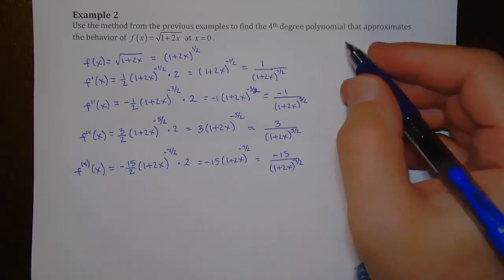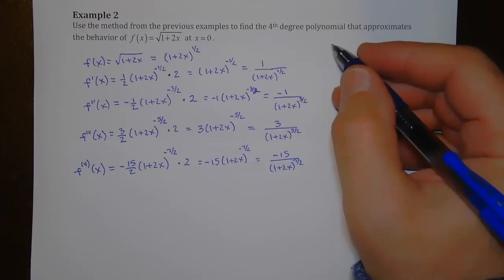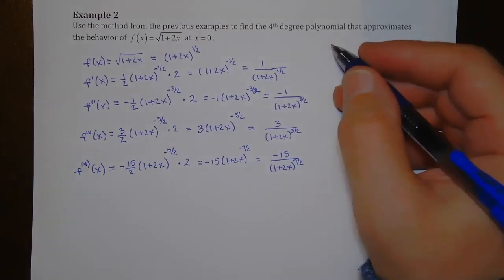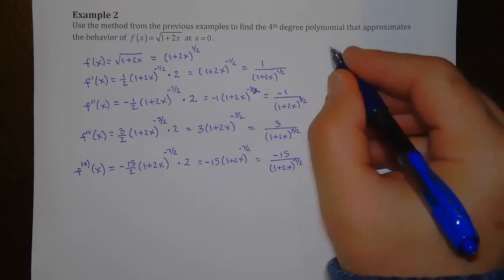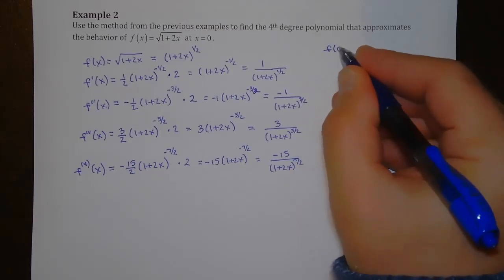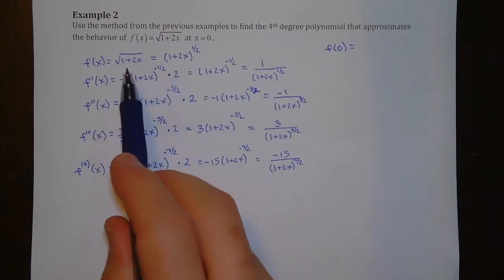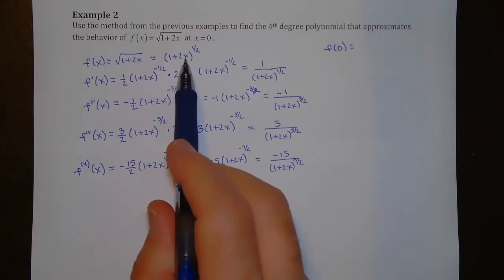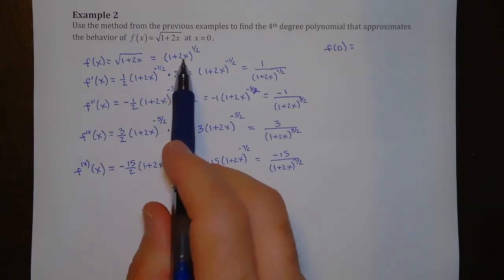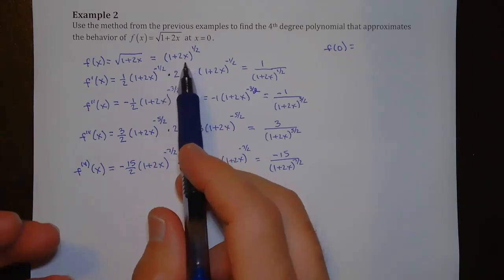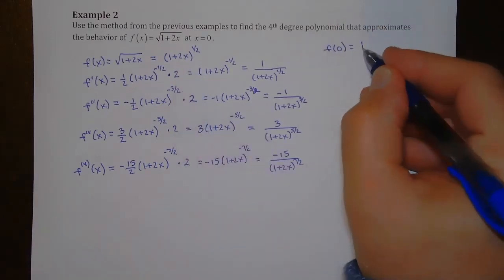So now let's go back up. Let's find f of 0, f prime of 0, f double prime of 0, f triple prime of 0, and the fourth derivative of f at 0, okay? So f of 0, okay? So that'd be 1 plus 2 times 0, right? So that'd be 2 times 0 is 0. So this is just 1 to the 1/2, or the square root of 1, which is 1.